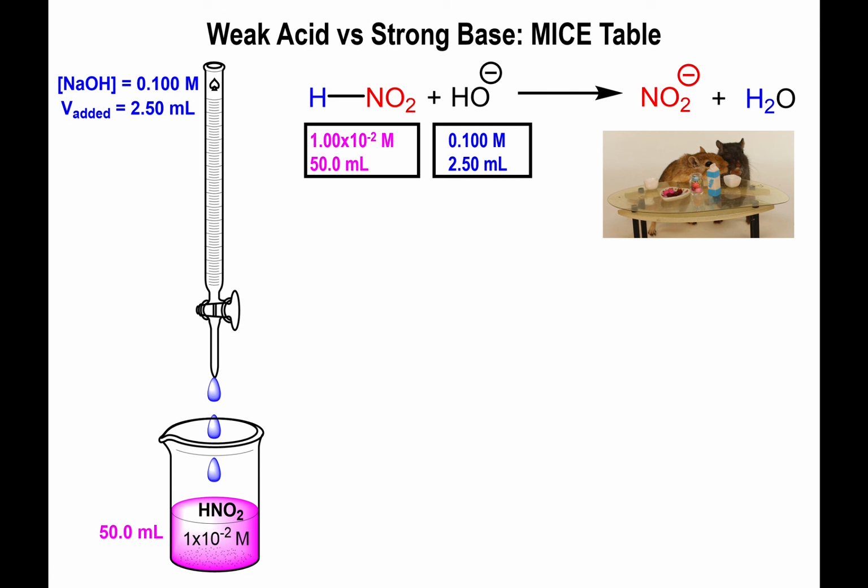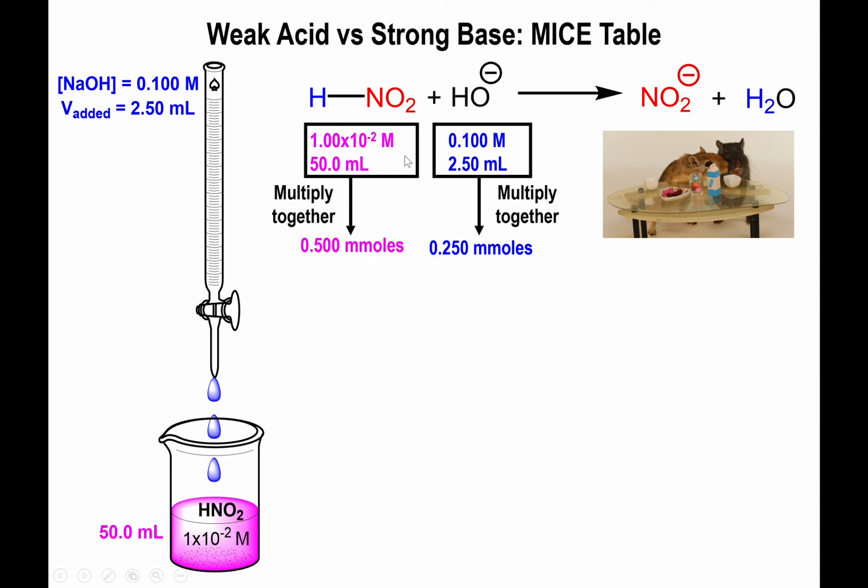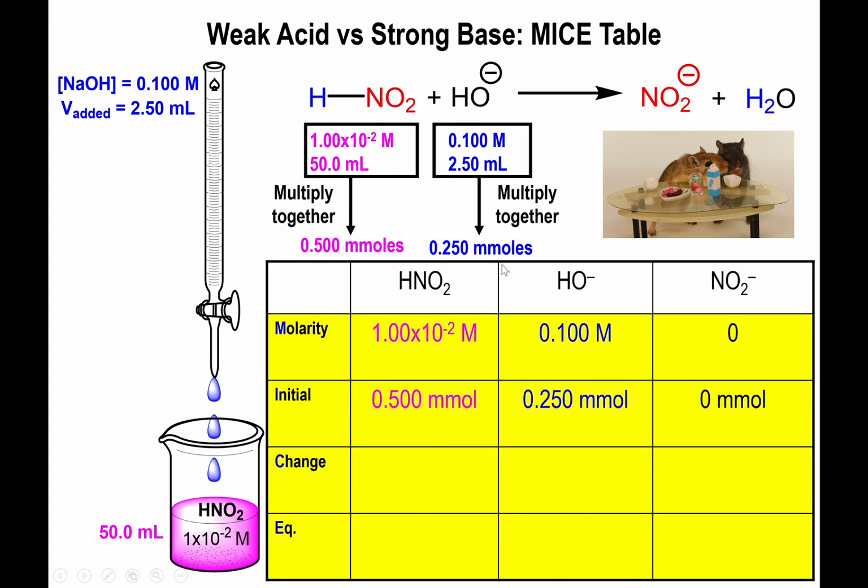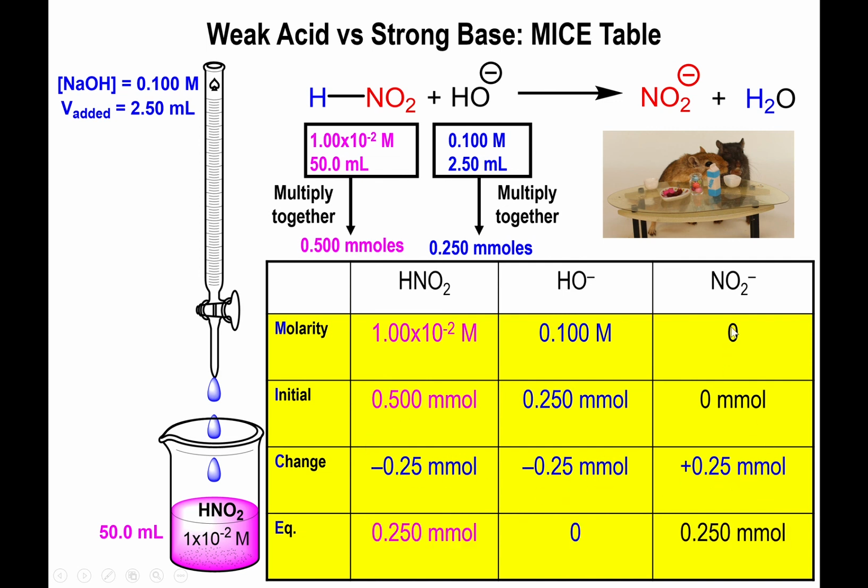Actually, we might do 2 more times. We're going to go and see what happens when we add 2.50 mLs of hydroxide. So in this case, you still have 0.5 millimoles for the acid, but the hydroxide now is equal to 0.25 millimoles. That's still the least amount of millimoles for both reactants, so you're going to subtract 0.25 from both, and you're going to add 0.25 to the product. So what ends up happening is that you end up with 0.25 millimoles of HNO2, but you also end up with 0.25 millimoles of nitrite.